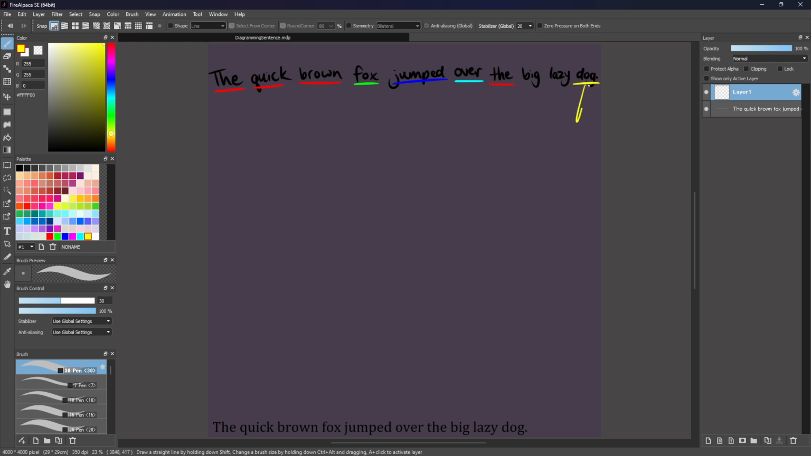This is our noun. Dog is a noun, but it is not the same as fox, which is our subject. Why is there another noun in the sentence if fox is already the subject? Well, dog is actually the subject of what is called a prepositional phrase. Now, what's a prepositional phrase?